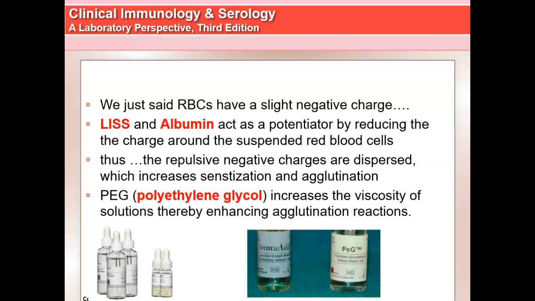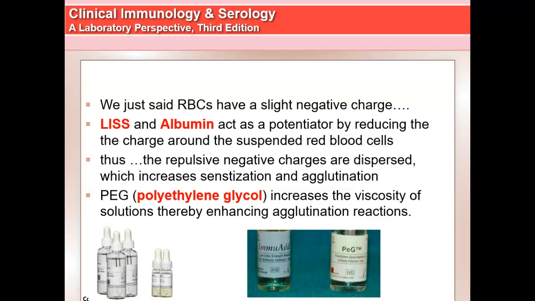So we just said that red blood cells have a slight negative charge. Well, LIS and another reagent called albumin act as a potentiator, because they can reduce the charge around suspended red blood cells. So the repulsive negative charges are dispersed, which increases sensitization and agglutination. PEG, or polyethylene glycol, also increases the viscosity of solutions, thereby enhancing the agglutination reactions.